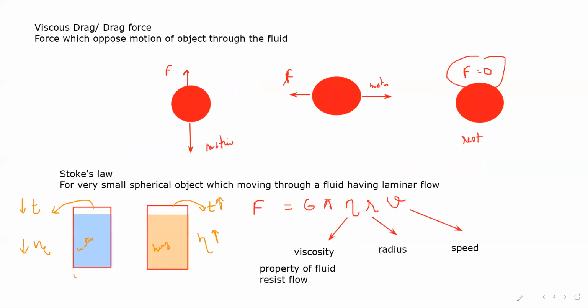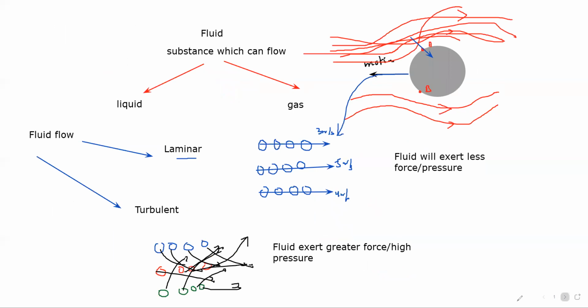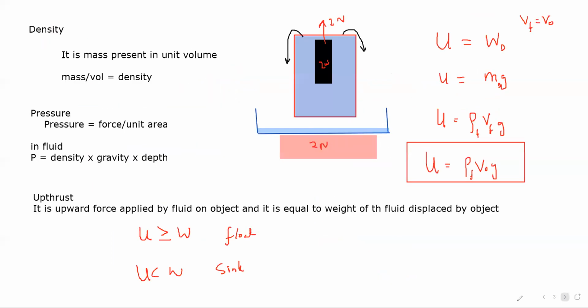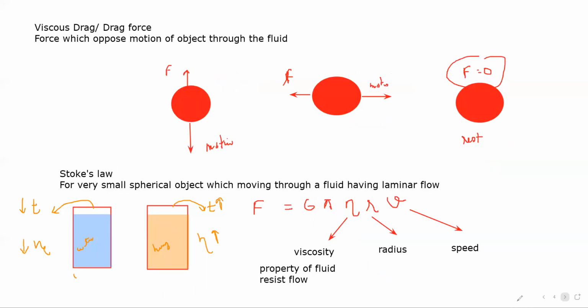So this is about fluid flow. A fluid flow can be laminar or turbulent. Then density, pressure, and upthrust. Then viscous drag, the force which opposes the motion. And Stokes' law is only valid for a spherical object. If the object is rectangular, we cannot use it. The object should be spherical, there should be a laminar flow of the fluid, and the object should be a very small sphere. The object should not be very big, otherwise it will be wrong. It should be a very small object moving through a fluid.